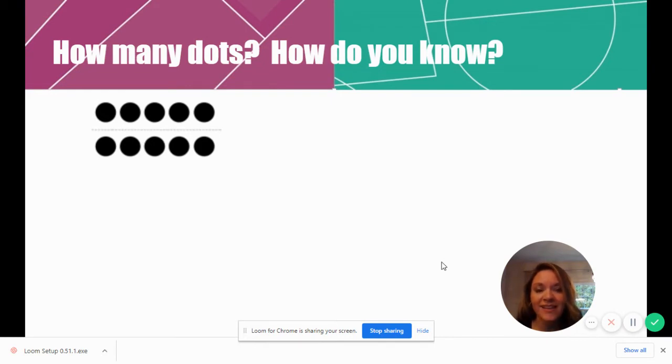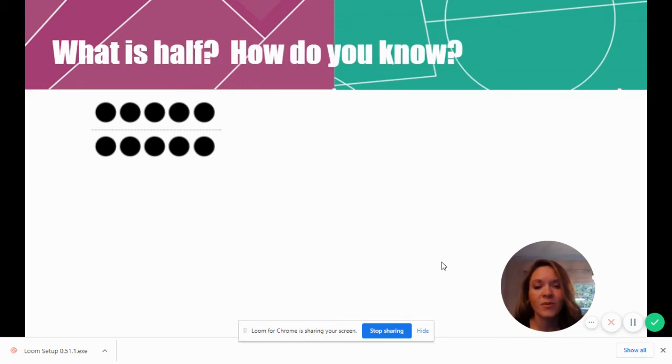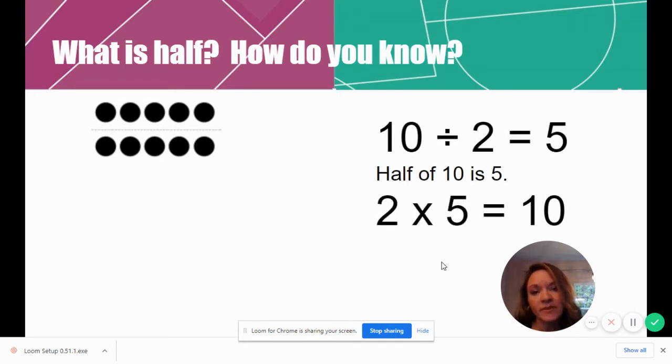How many dots? How do you know? Here we see a double 5. Double 5 is 10. We can think about 5 plus 5 equals 10, or 2 times 5 equals 10. What is half, and how do you know? If I have 10 dots and I divide them into 2 equal groups, there are 5 dots in each group, because half of 10 is 5. If 2 times 5 equals 10, then 10 divided by 2 equals 5.